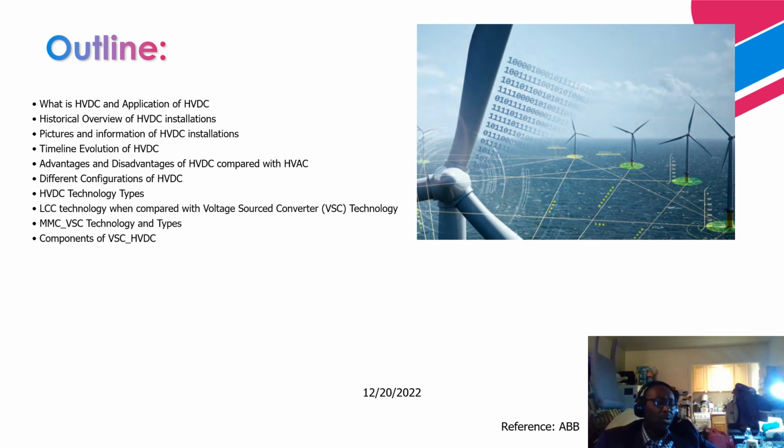Then we'll move on to talk about the components of the voltage source converter high voltage DC transmission system. Next, we'll talk about the control scheme that is utilized in voltage source converters. As you know, both technology types, the current source converters, line commutated converters, and voltage source converters, have control schemes, and they are different control schemes.